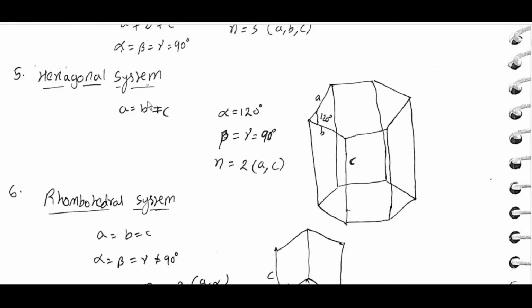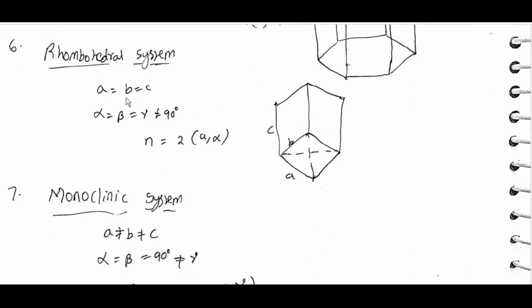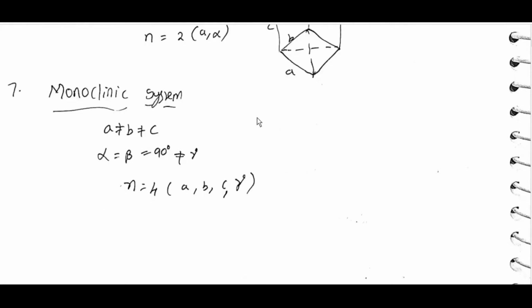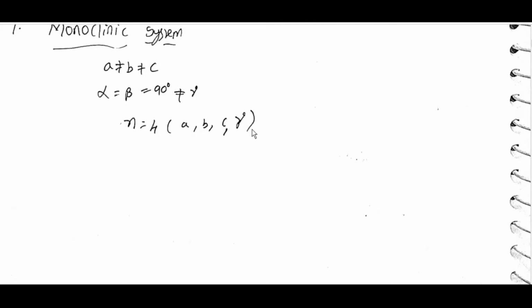Hexagonal system: a equal to b not equal to c, alpha equal to 120 degrees, beta equal to gamma equal to 90 degrees, n is equal to 2. We should know a, c. Rhombohedral system: a equal to b equal to c, alpha equal to beta equal to gamma not equal to 90 degrees, n is equal to 2. We should know a and alpha. Monoclinic system: a not equal to b not equal to c, alpha equal to beta equal to 90 degrees not equal to gamma, n is equal to 4. We should know a, b, c, gamma.